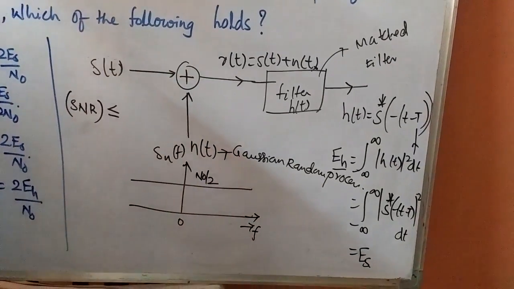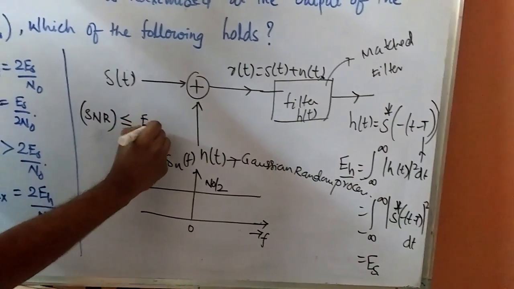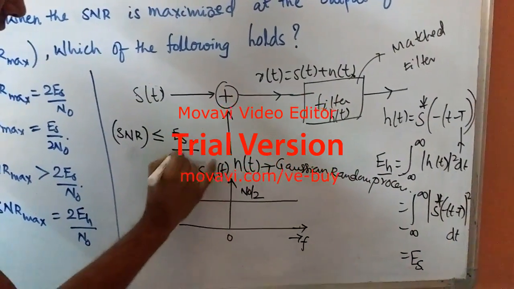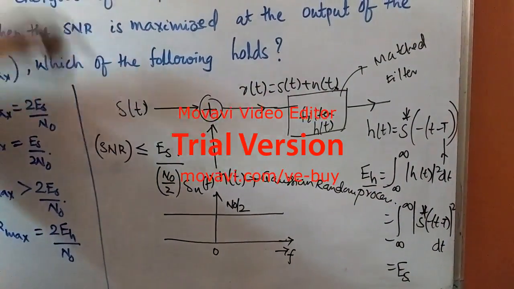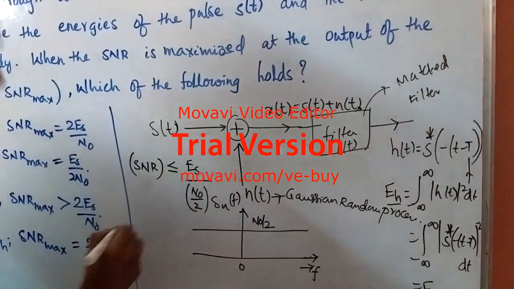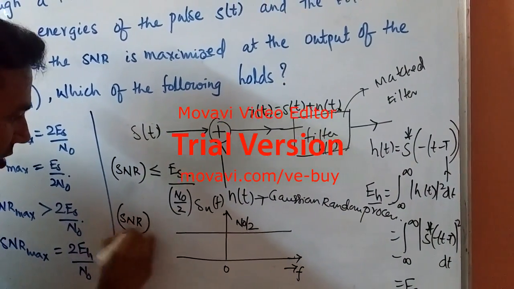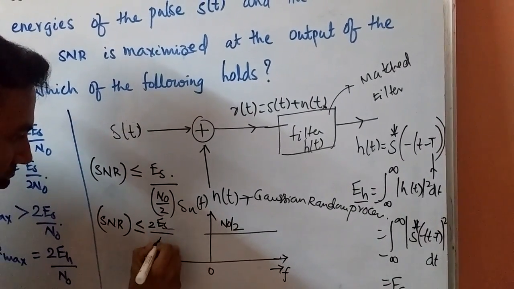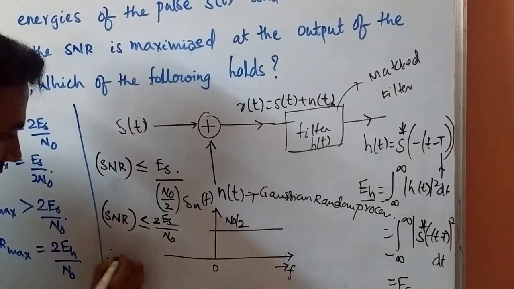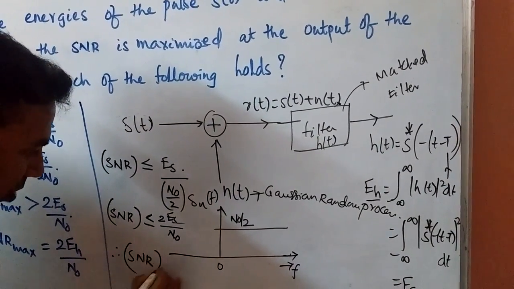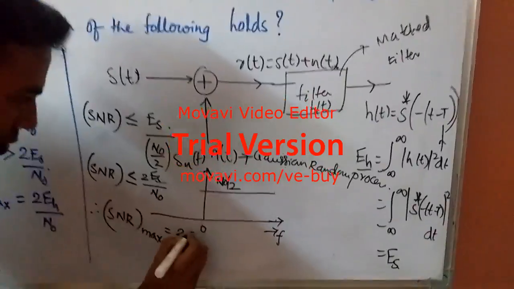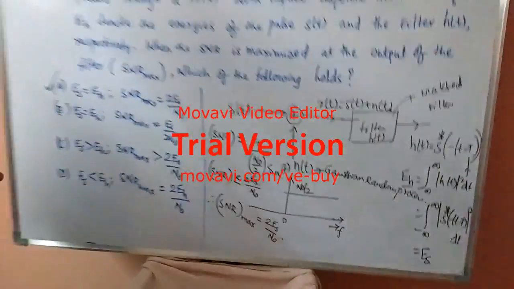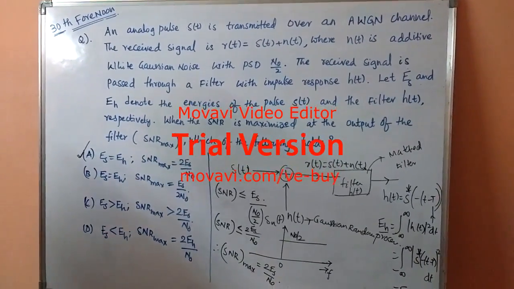is less than or equal to the energy of the signal by the power spectral density of the white noise, that is, ES by N0 by 2. So the signal to noise ratio is less than or equal to 2 ES by N0, so that the maximum value of the signal to noise ratio equals 2 ES by N0. So option A is the right answer.